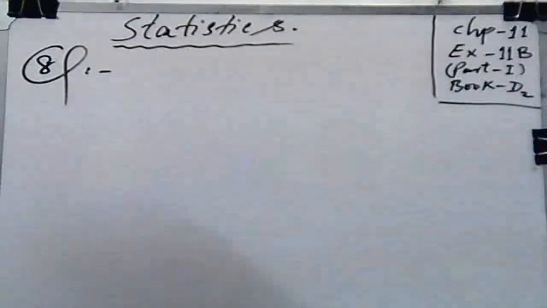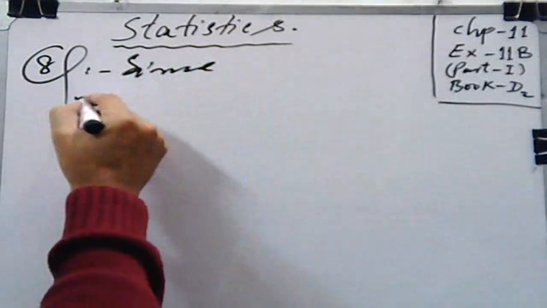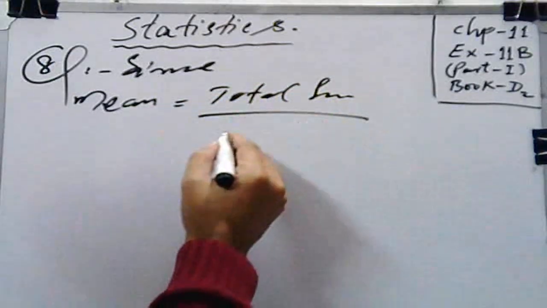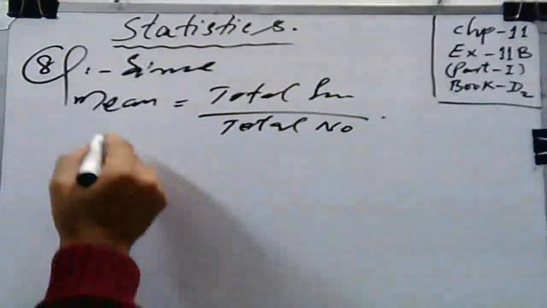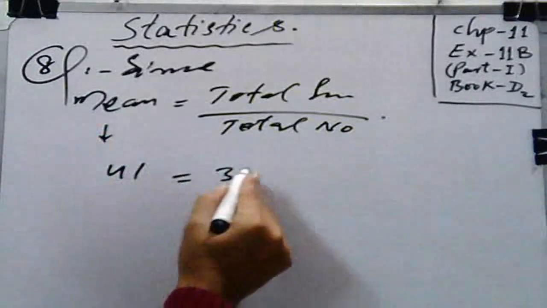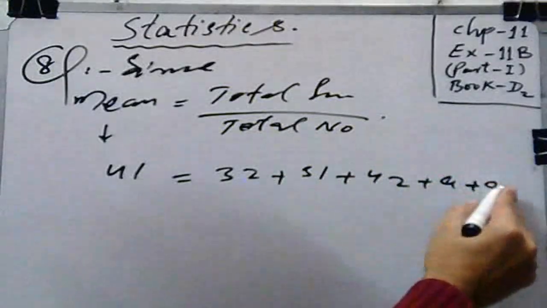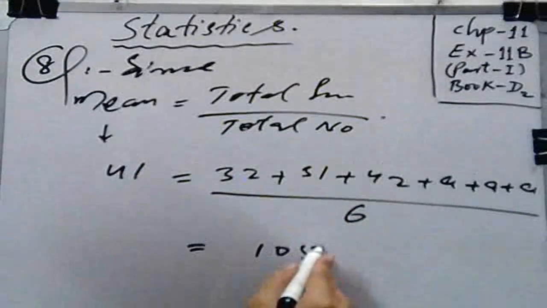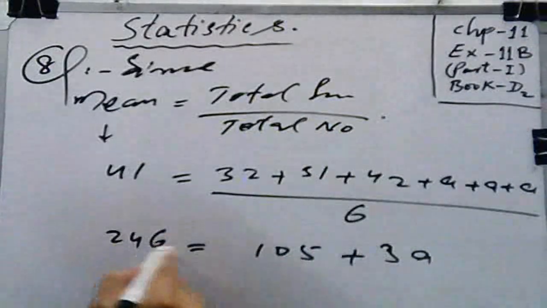So in B part, since mean is equal to total sum divided by total number, a very simple formula. So mean is given to us, that is 41. So you can write 32 plus 31 plus 42 plus a plus a plus a, if you read the statement carefully, divided by the 6. So by using cross multiplication you will get 143a and 246, you know the cross multiplication.